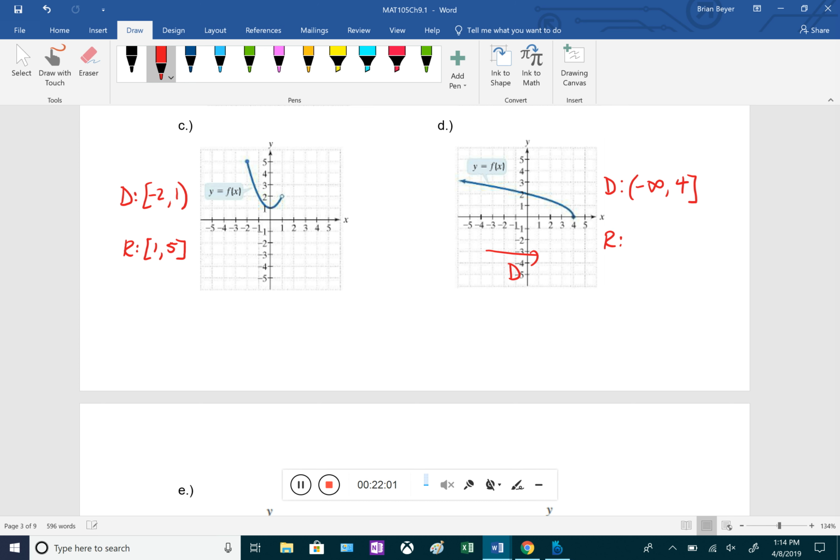Okay, and then for the range, bottom to top, so it starts right here. That corresponds to a y value of 0, so we include it. And then it goes up to, there's an arrow. It's going to the left, but technically that's still going up, so that's going to actually go to infinity. Okay, so that's the range from 0 to infinity.